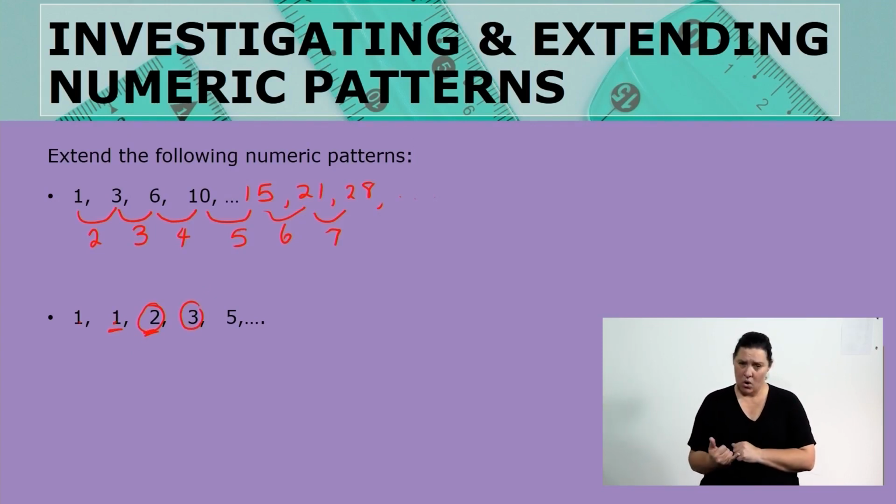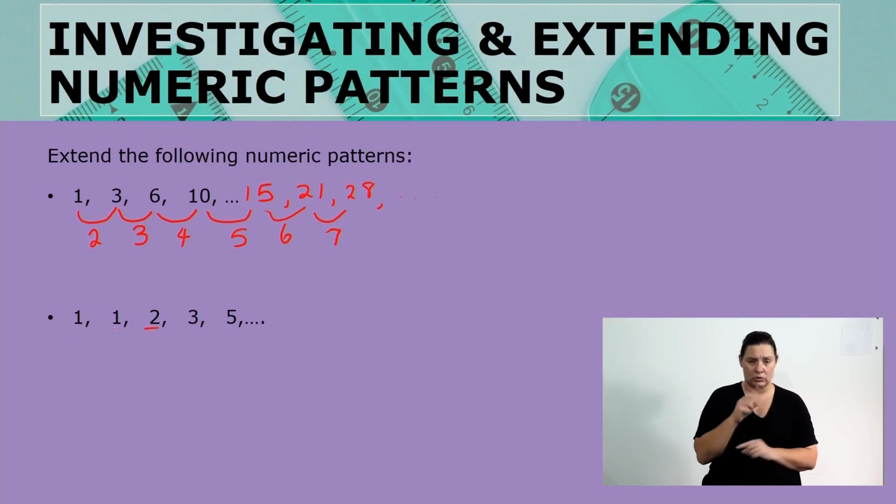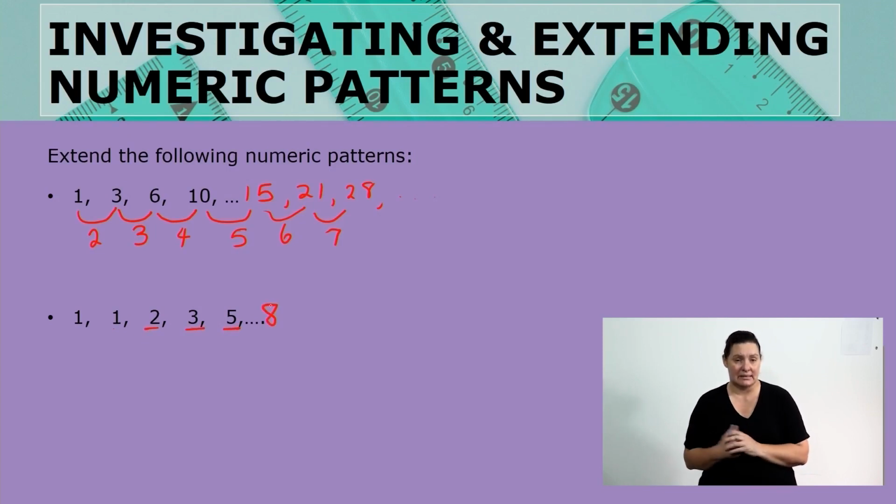So I think now we're in a better position to continue this pattern. So let's continue and add them. So 1 plus 1 is 2. We have that. And then 1 plus 2 is 3. Then 2 plus 3 is 5. How are we going to get the next one? Yes, we are going to say 3 plus 5, and that gives us an 8.